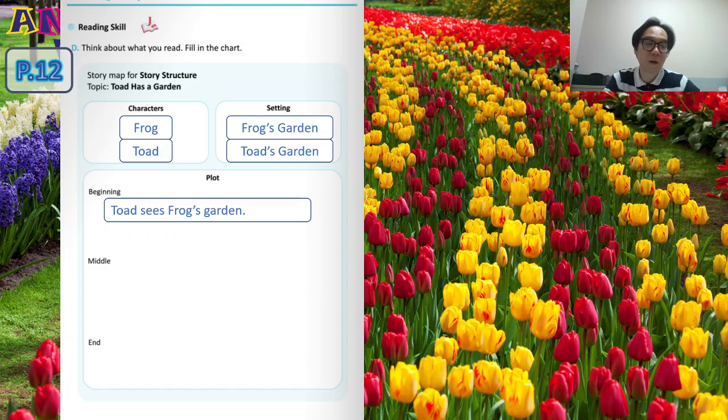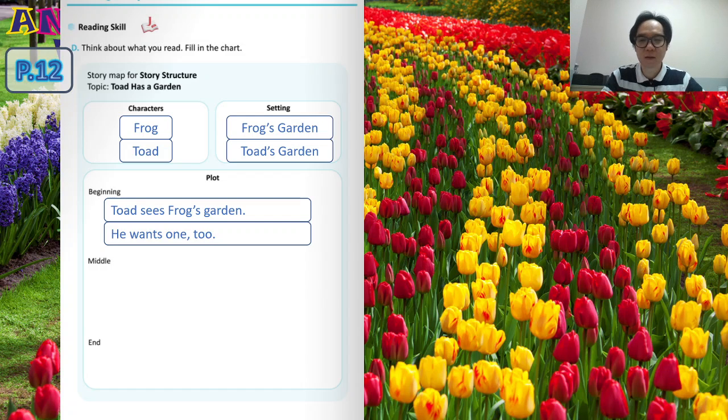He just said, "Oh, a garden, Frog's garden." Okay, that's not what happened. What happened? Toad sees Frog's garden and then he wants one too. Hmm, does Toad have a garden? No. Does he want a garden?